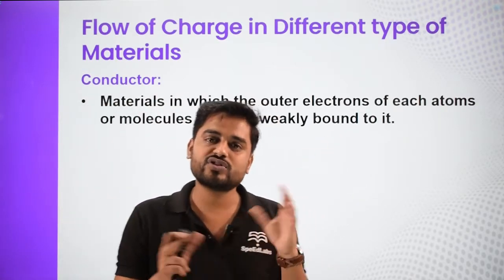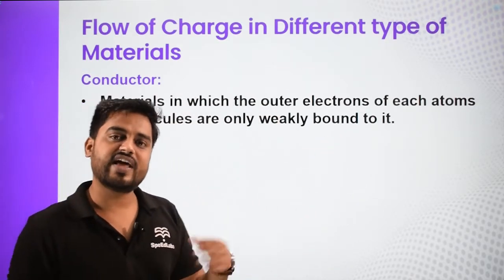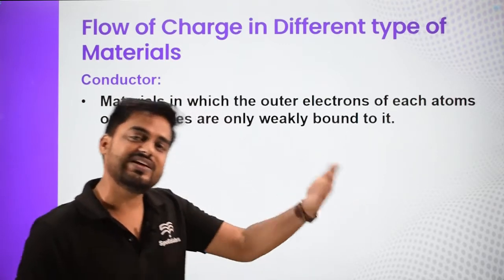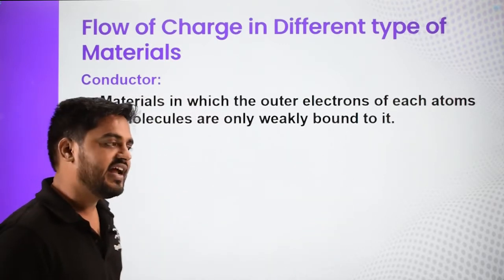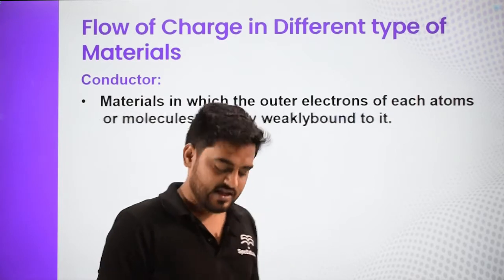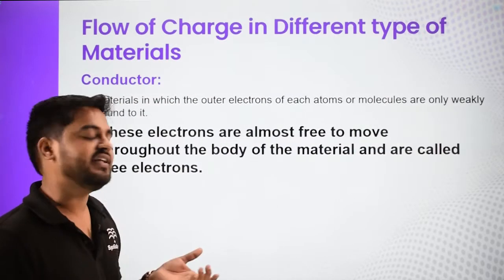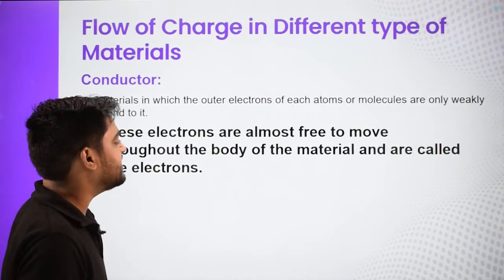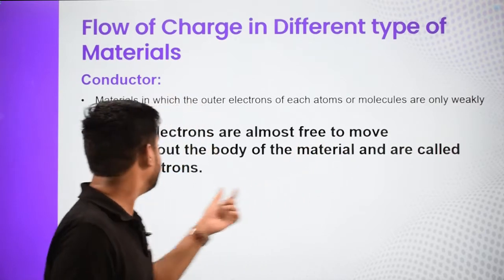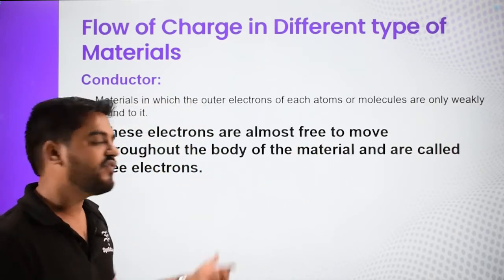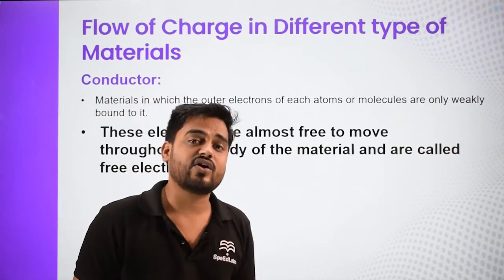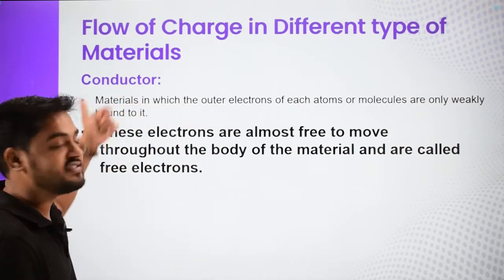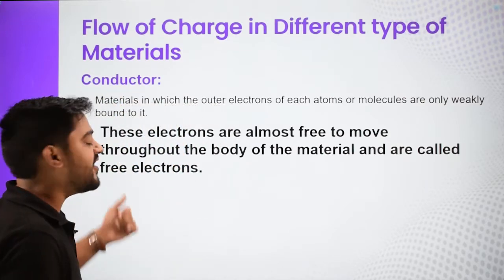So the outermost shell electrons are very weakly bounded and they are free to leave the atom. If all such electrons leave the atoms, they can roam in the entire material. Such electrons are called free electrons. They are free to move throughout the body of the material, and hence they are called free electrons. So conductors are those materials which have free electrons.